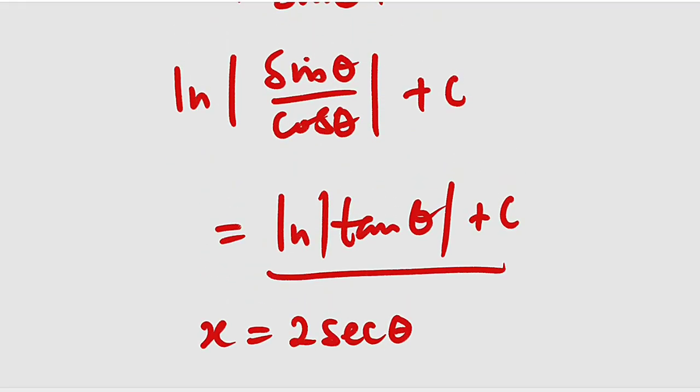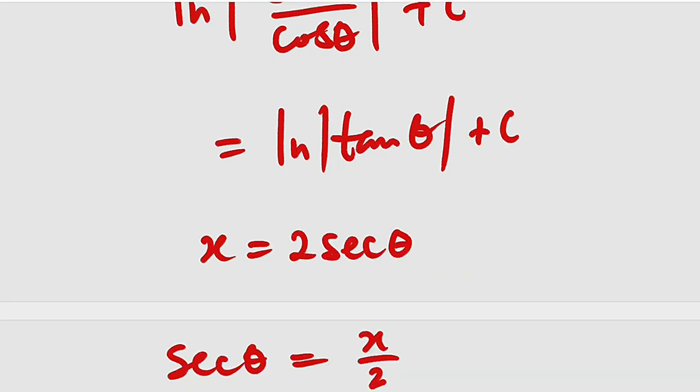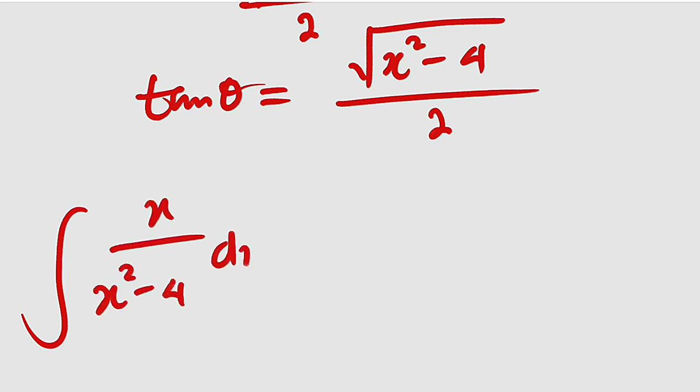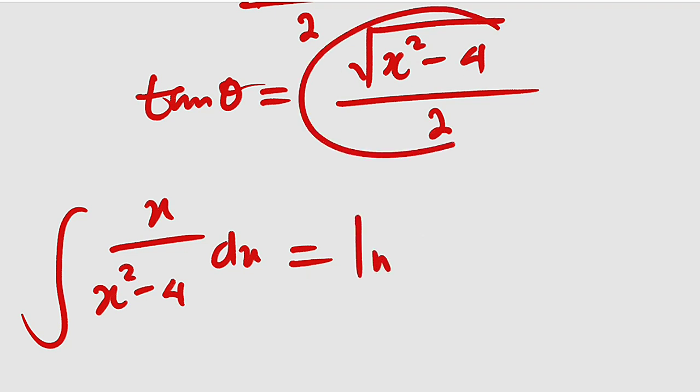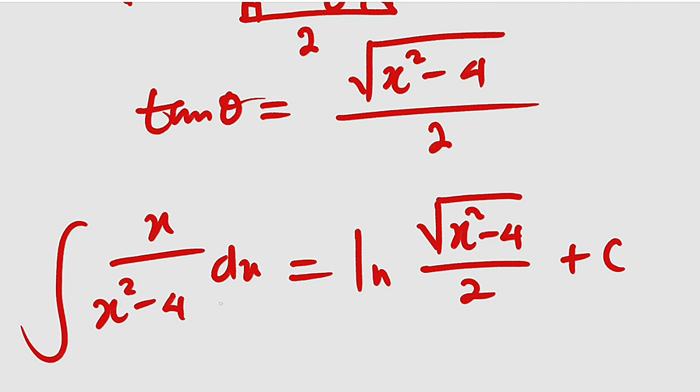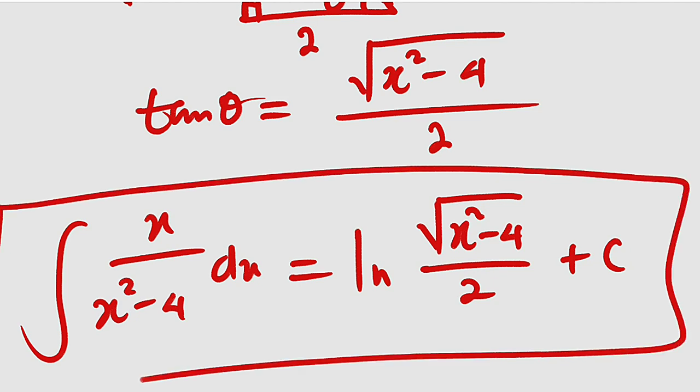Therefore, instead of this, we have natural log of this. Remember what we have started with: the integral of x divided by x squared minus 4 is now equal to the natural log of this, square root of x squared minus 4 divided by 2, plus the constant of integration, and we are done.